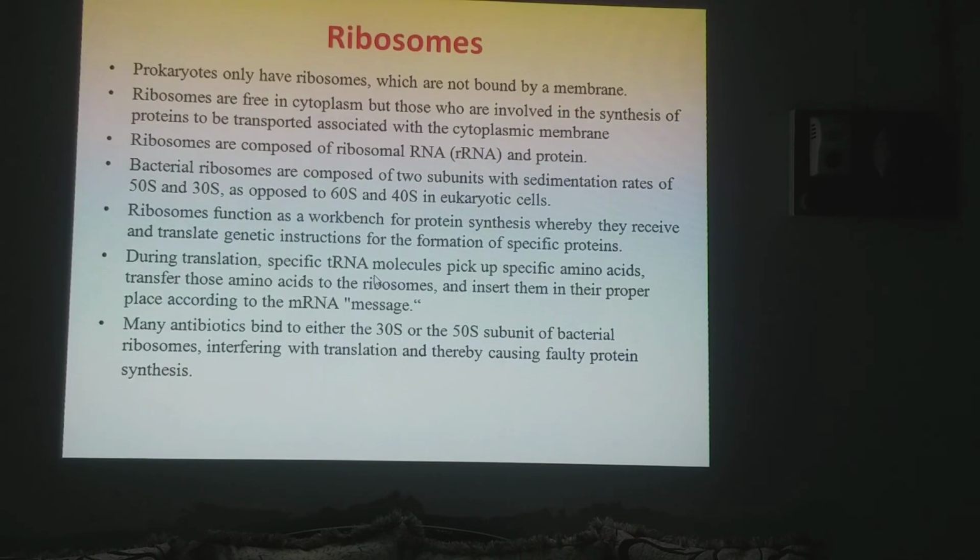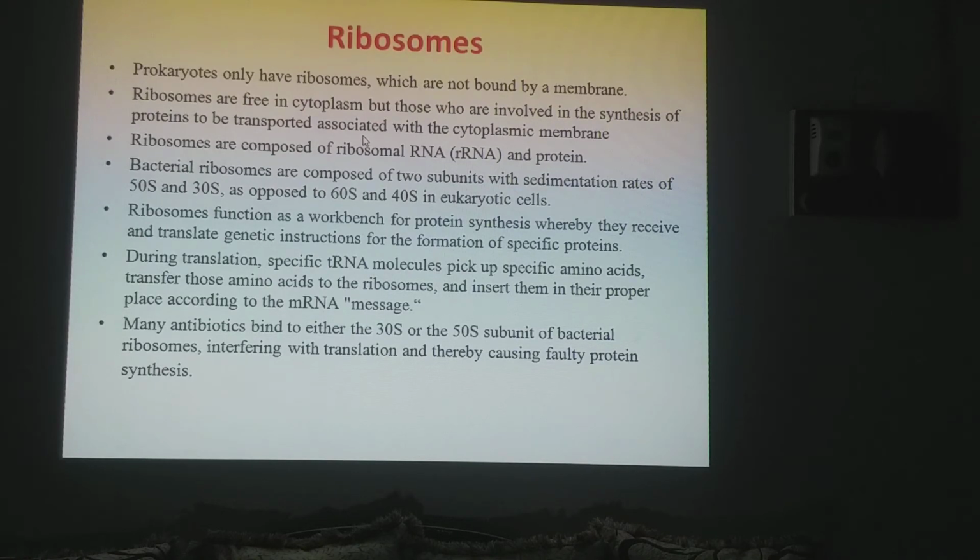The ribosomes are there. You all know about the ribosomes. They contain two different subunits, 50S and 30S, as opposed to eukaryotic cells, which contain 60S and 40S. So in prokaryotic cells, you can find two subunits, 50S and 30S ribosomes.